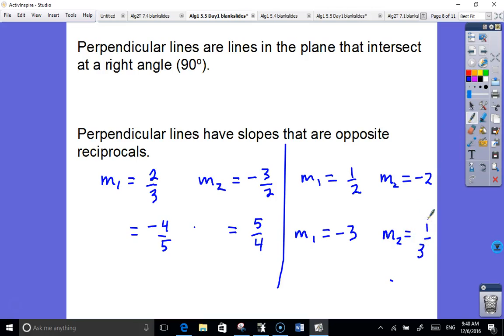Now, if you look, like in the book, how they describe this, what they say is if you multiply the two slopes, you should get -1, which is true. Like 2/3 times -3/2 is -1. -4/5 times +5/4 is -1. 1/2 times -2 is -1. So if you multiply the two slopes, you should get -1. But again, how are you going to find it? You're just going to say opposite reciprocals.